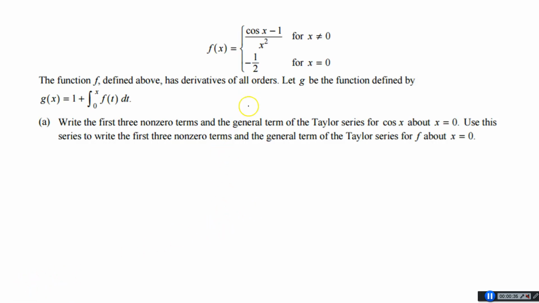We have this piecewise function, which isn't really that piecewise, right? It's this function, cosine x minus 1 over x squared when x is not 0, and then when x is 0, it's negative 1/2, because if this worked for 0, then you'd plug in 0 here and be undefined, right?